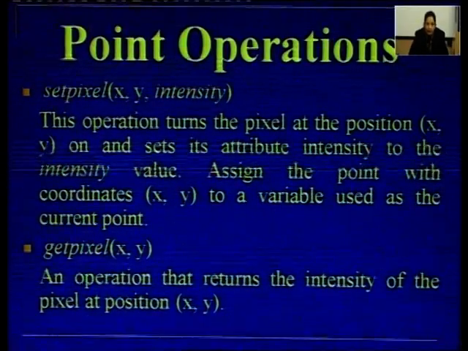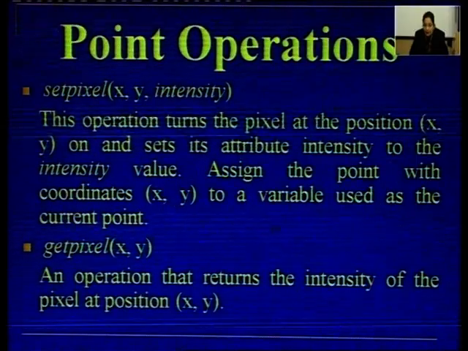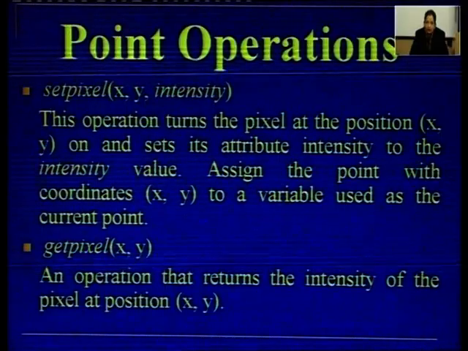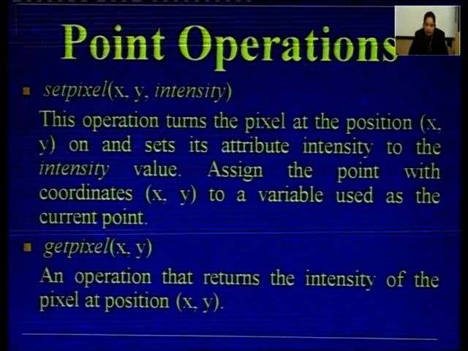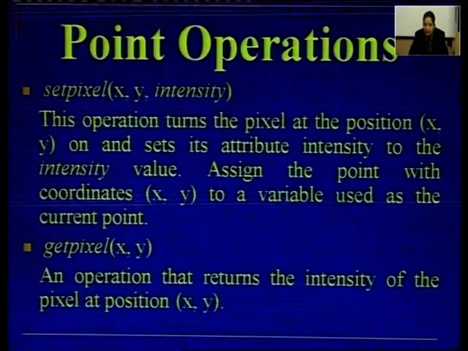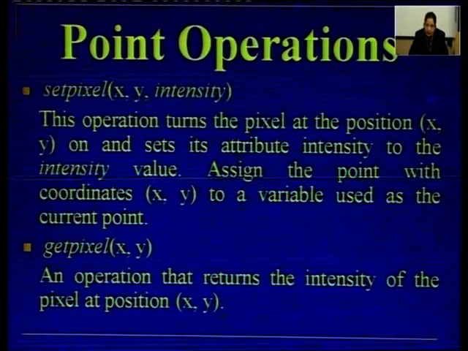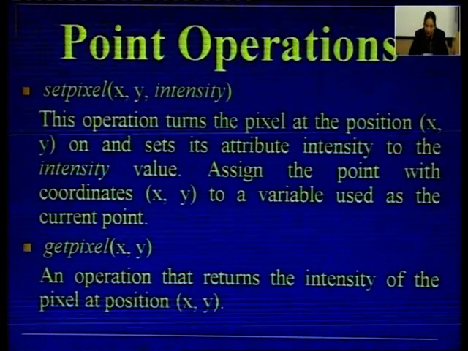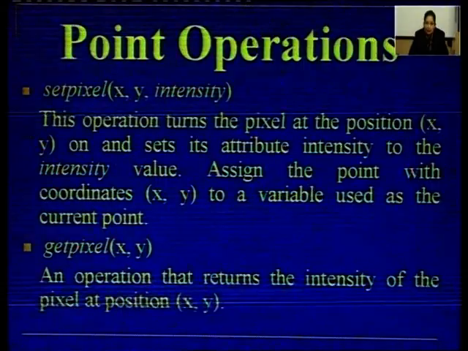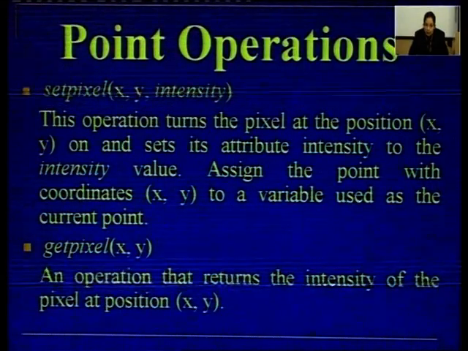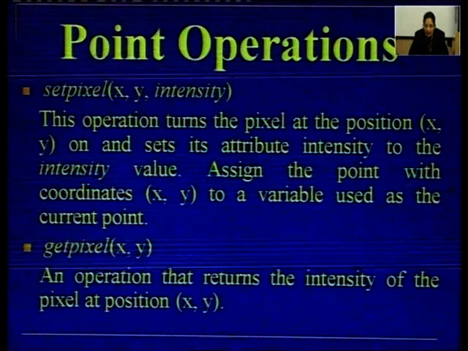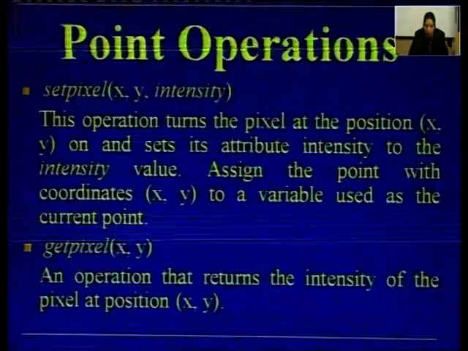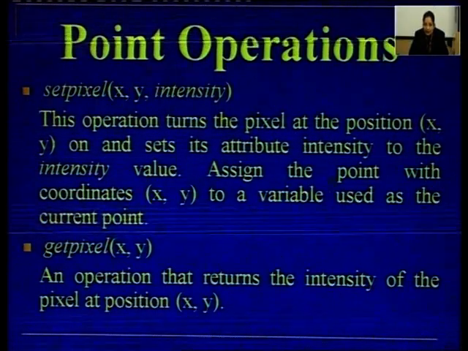Then point operations: what kind of operations can we apply on the point? There is a set pixel operation with the parameters x, y, intensity. x and y are the coordinates of that pixel, and intensity is the attribute that is to be set for that pixel. This operation turns the pixel at the position described by the x, y coordinates on and sets its intensity attribute.